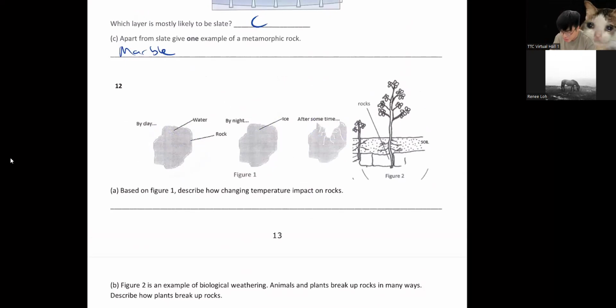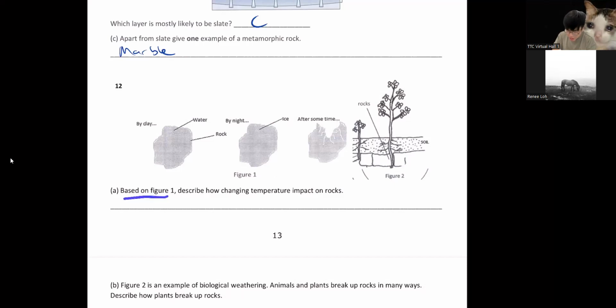All right, and then this one is by using roots. They will break the rock through. When a seed falls into a rock and germinates, it will break the rock. The plant sprouts and splits the rock in half. So this is your physical weathering.